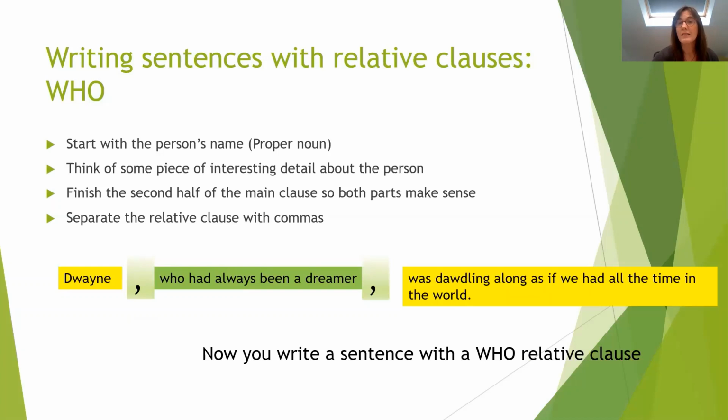Now you have a go at writing a sentence with a who relative clause of your own. So start with the person's name. Think about some extra piece of information or detail that you can add about that person, and then finish the main clause. Make sure that the first half and the second half make sense. Off you go. Stop the video now and write your own relative clause sentence, beginning with who.